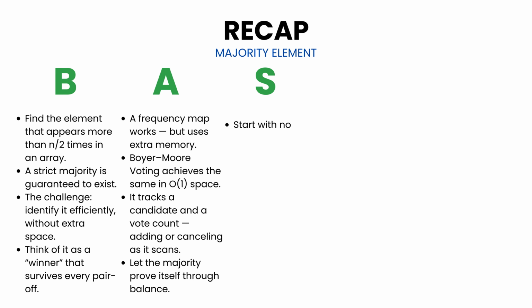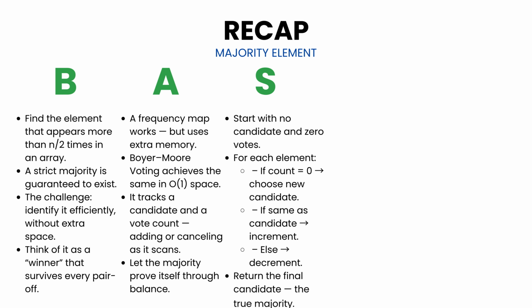Structure recap. We structured it around one simple rule. When the count hits 0, pick a new candidate. If the current number matches it, increase the count, otherwise, decrease it. By the end, the guaranteed majority remains as the final candidate, no second pass needed.